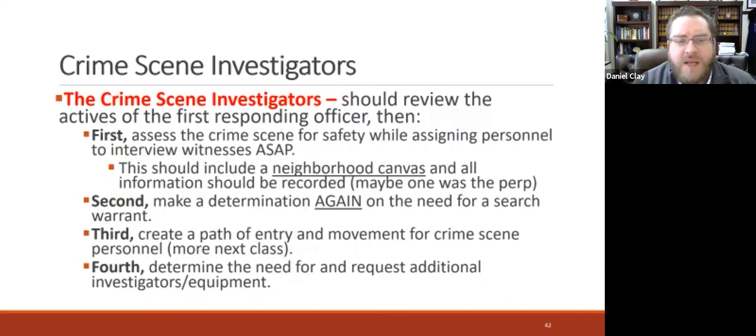So we're going to make the warrant determination. The third thing we're going to do is they're going to create an official path of entry and movement for crime scene personnel. And next class, we're going to talk about crime scene personnel and get into some forensic aspects of this course. But really, they're going to make sure that the officer's entryway is what is being used, unless there's a better way that has already been cleared for evidence or something like that. But they're going to make a path of entry. They're going to say, okay, if you are coming into this crime scene, you have to follow these footsteps exactly.